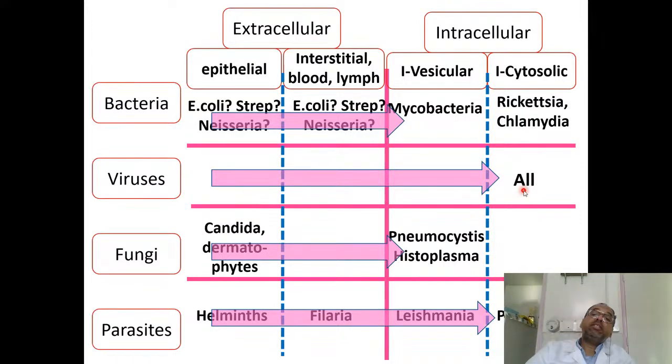Like in the case of hepatitis A, which is a fecal-oral infection, it enters through contaminated water or food. At the beginning, the virus is at the surface of the intestinal epithelium. Then it penetrates the epithelium and enters the blood. Then it circulates in the blood until it reaches the liver, and then it gets internalized by hepatocytes. So it has to be at the surface of epithelium first, then inside blood, and finally it will be intracytoplasmic.